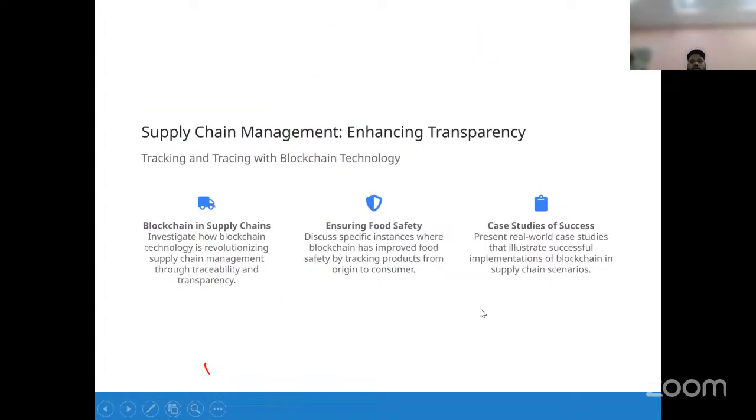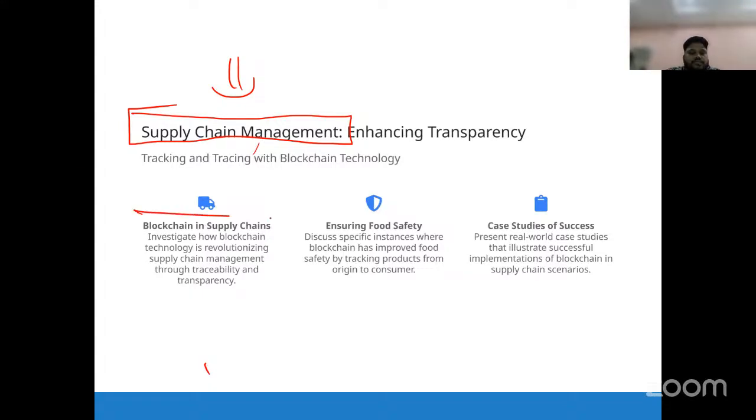Now we covered the cryptocurrency, which is one of the applications of blockchain technology. The next one which I want to target here is supply chain management. Let's talk about supply chain management, what its significance is, and how it is going to play an important role. Now, when you talk about supply chain management, the first thing here is blockchain in your supply chains. How is this going to be important?